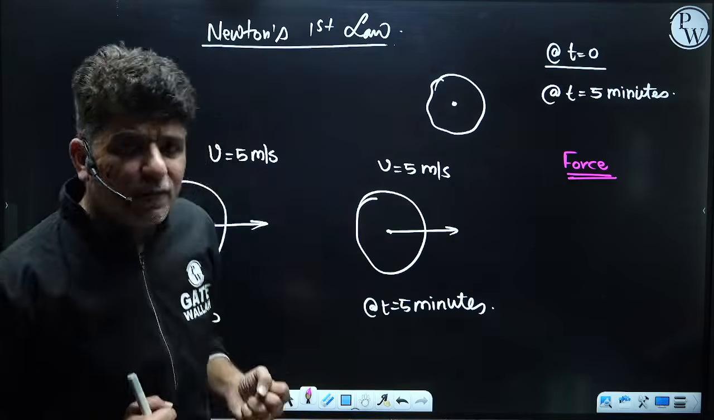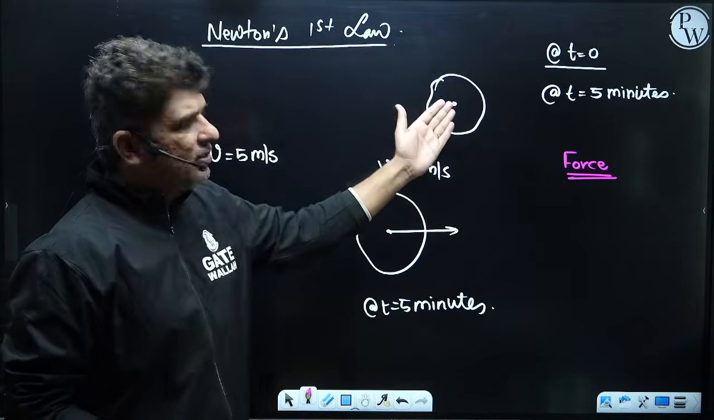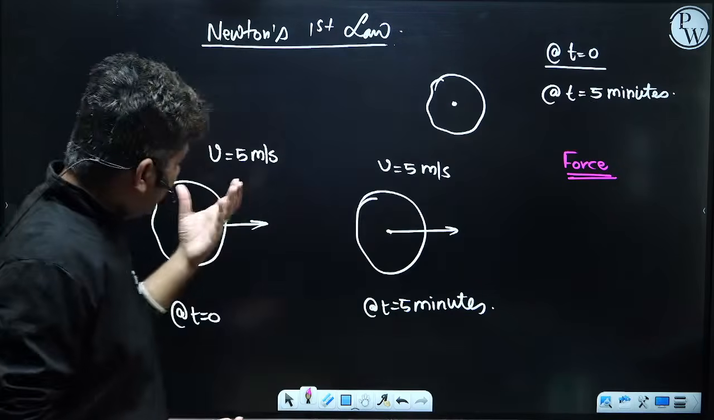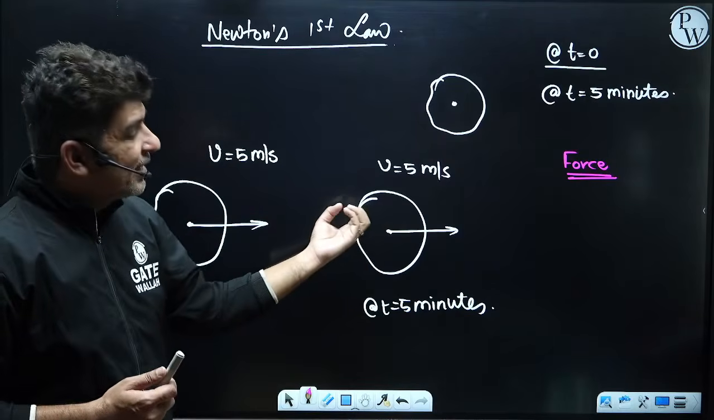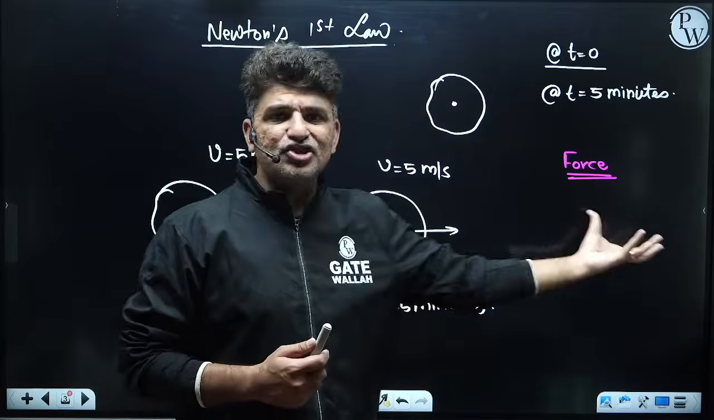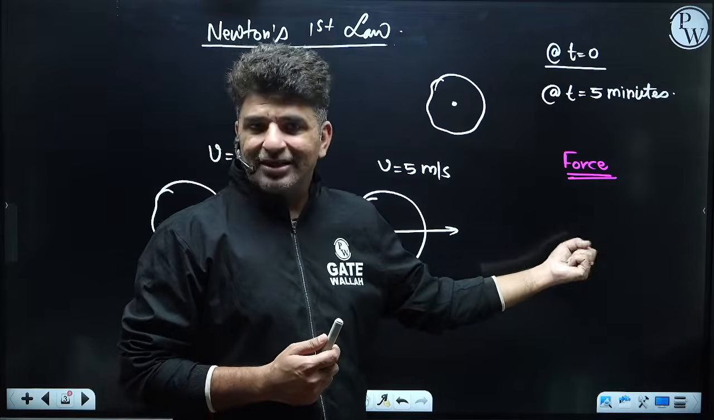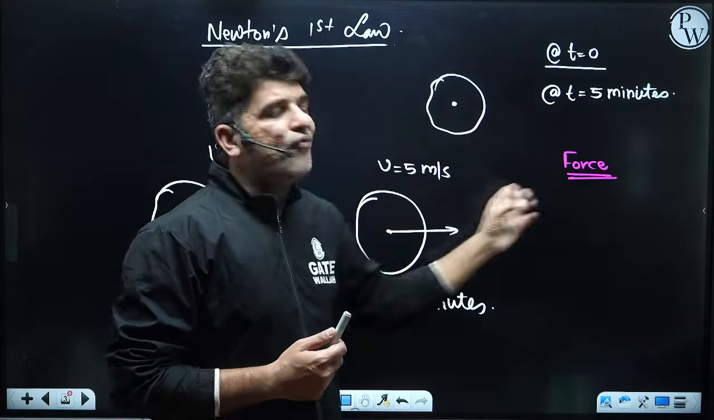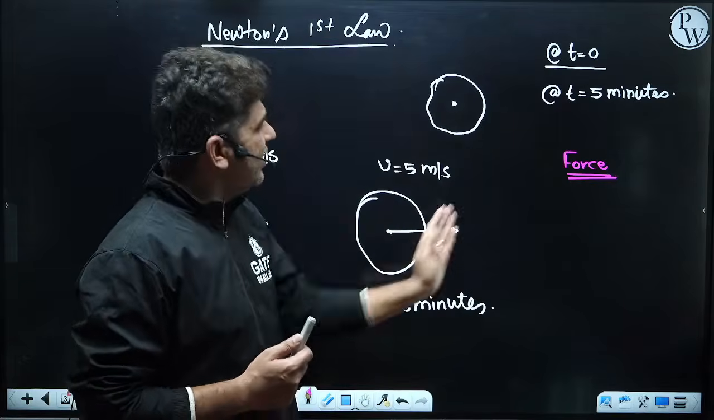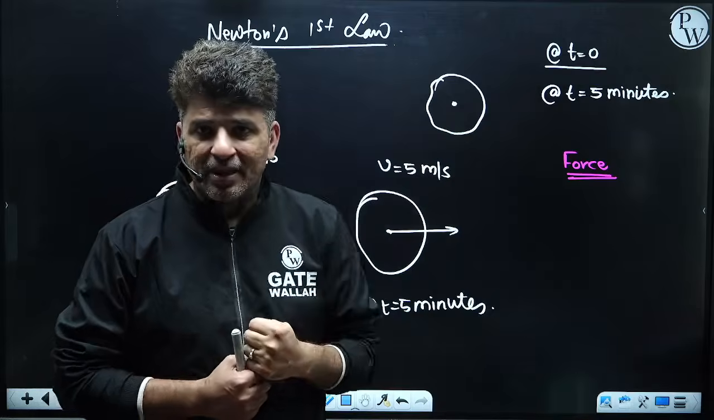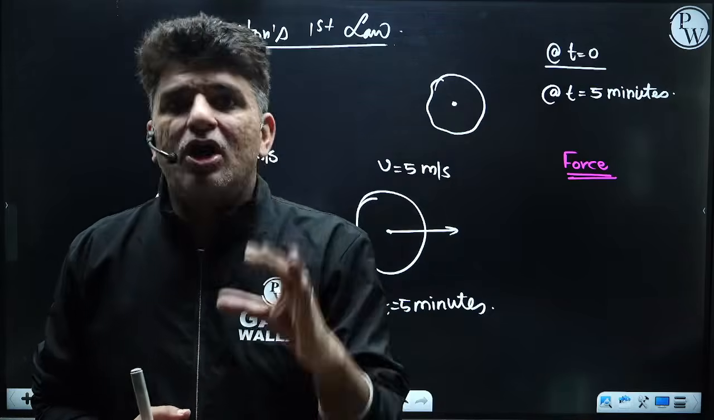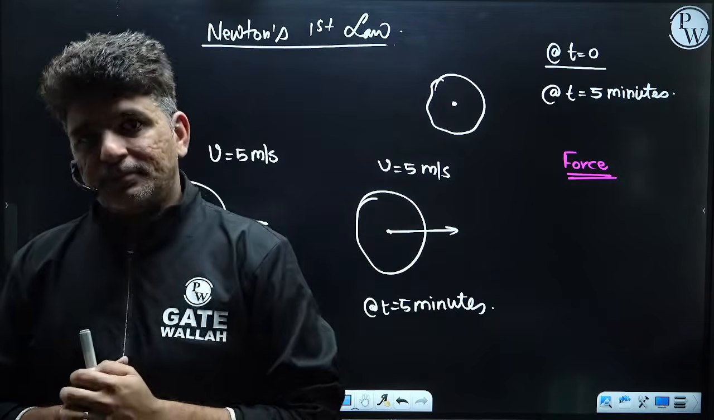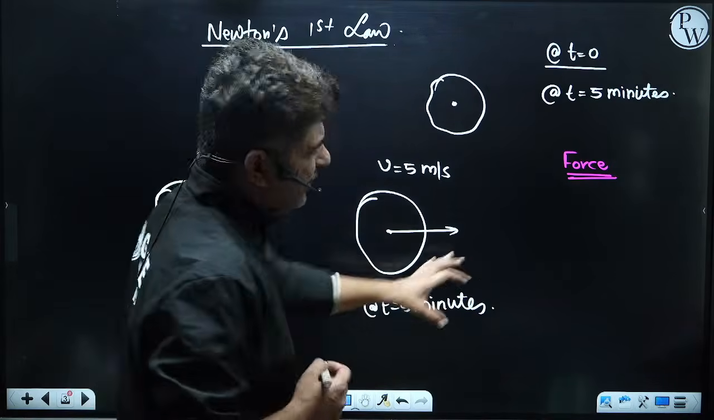Now, what happens when the force acts? When the force acts, this body which is at rest might start moving. This object which is moving with a constant velocity can change its velocity, it can change its direction, it can change its state. It will stop somewhere. It can move faster. It can move in another direction, in this direction, or in the reverse direction. So the state or the position of the object will change if there is a force acting on the body. Okay, so this is Newton's first law.